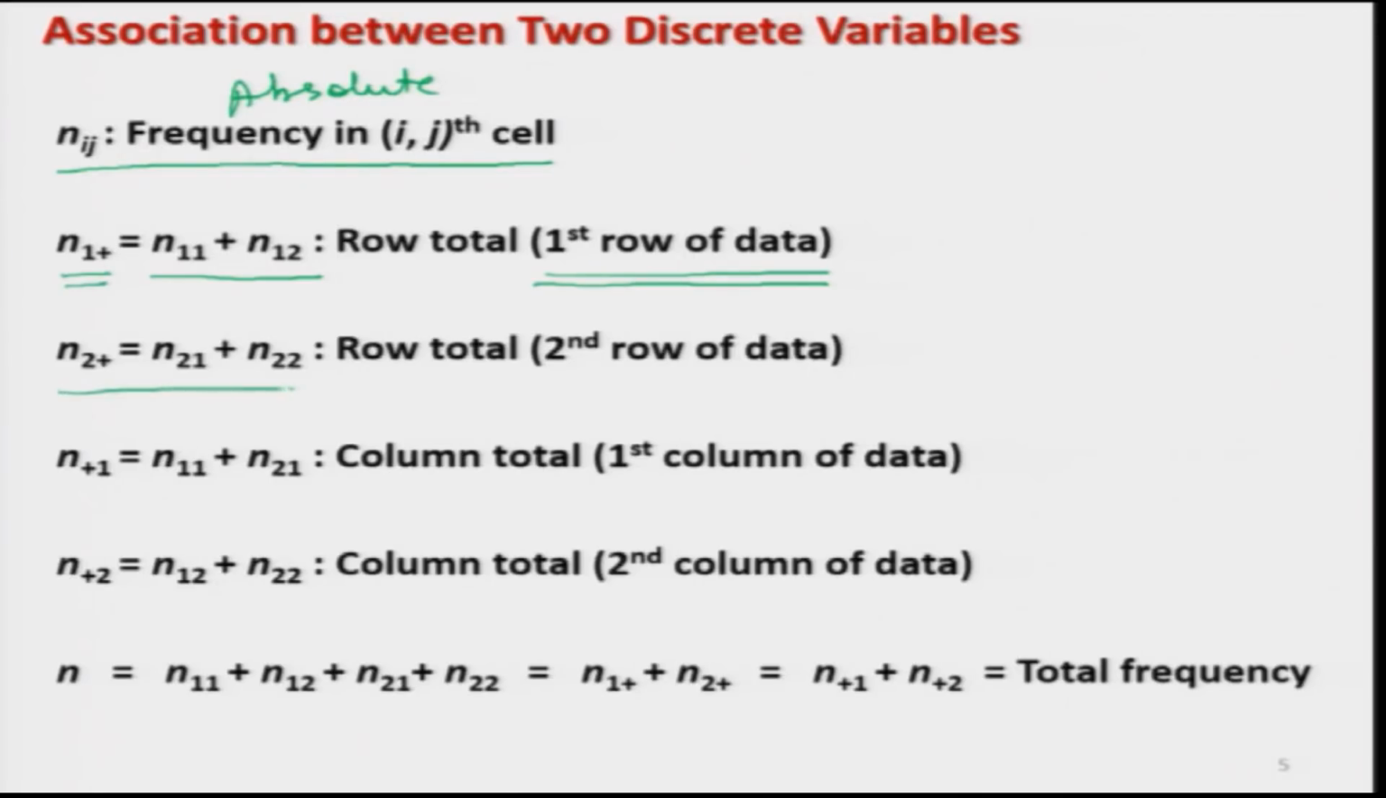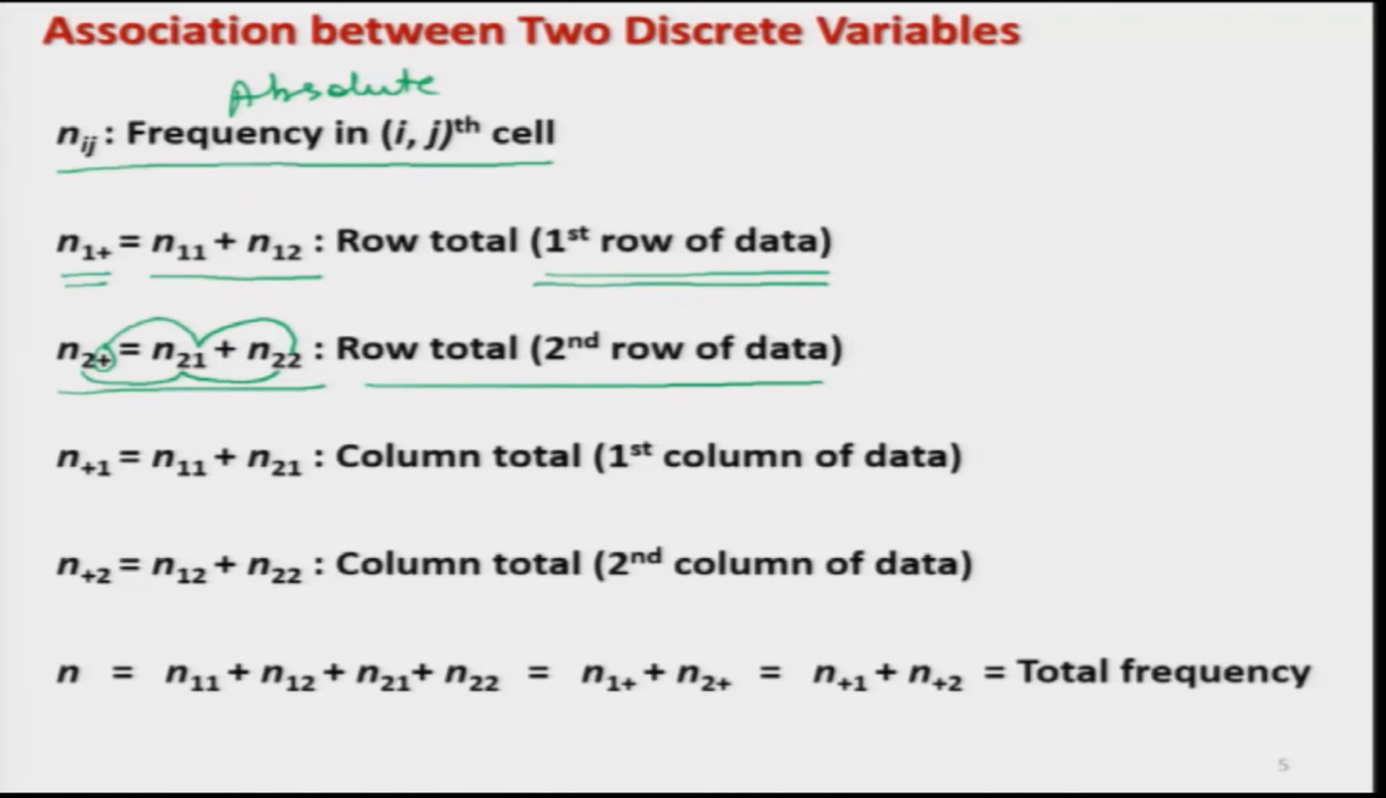Similarly, n2 plus is equal to n21 plus n22. So, you can see here this 2 remains the same, and this plus is indicating that the sum over this 1 and this 2 has been obtained. So, this is going to give us the sum of the frequencies in the second row of the table.